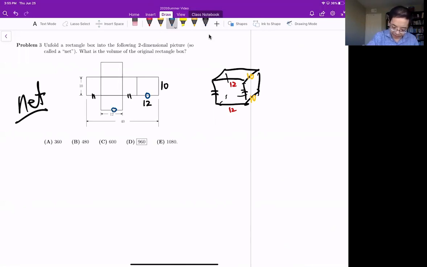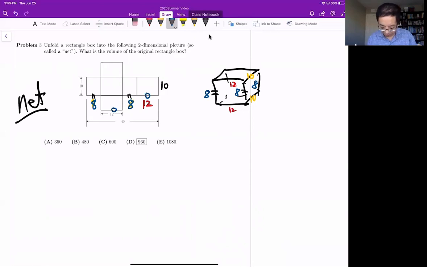So this is 12. Right, so if this is 12 and this is 40, then you immediately get this guy has to be 8. This is 8, right? Okay, so then, oh, let me use a different color. So this is 8, this is 8. Okay, so I get this is 8, this is 8, and this is 8, right? So this goes back to a rectangular box from a two-dimensional flat picture.